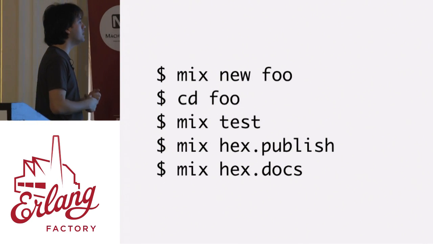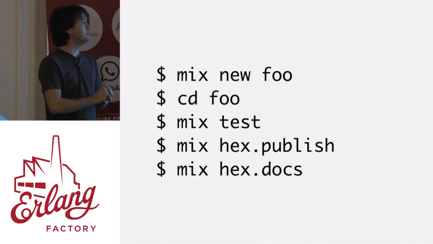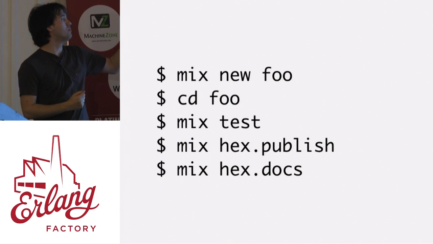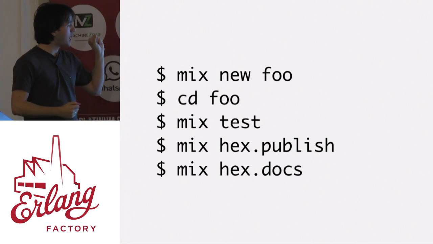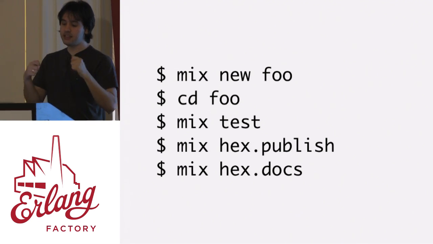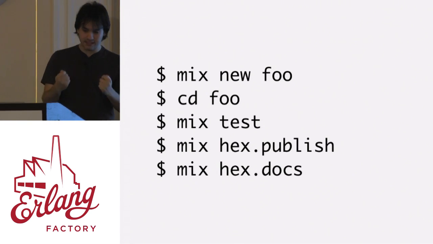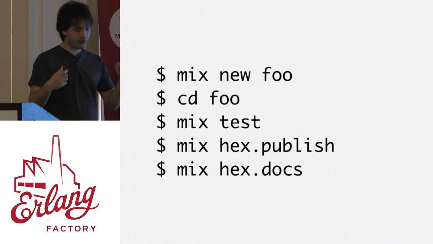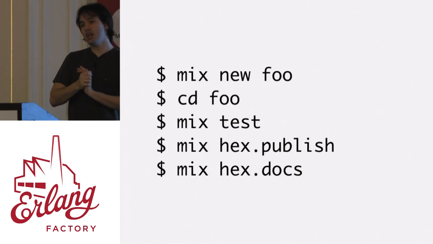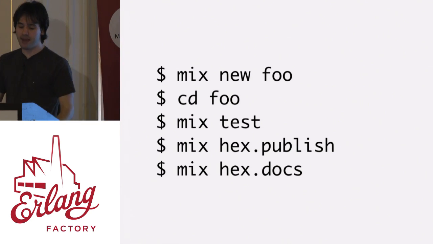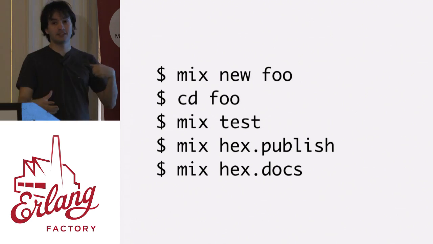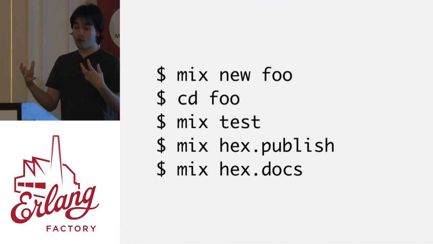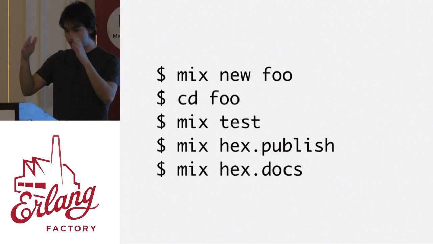If you install Elixir, you can run those 5 commands. The first one is going to create a new project. Then you go into that new project. And mix test is going to compile your project and run the tests for you. Then mix hex.publish is going to build a package and release this new project as a package. And then you can run mix hex.docs, which is going to generate the documentation for your project and upload it to a version page.